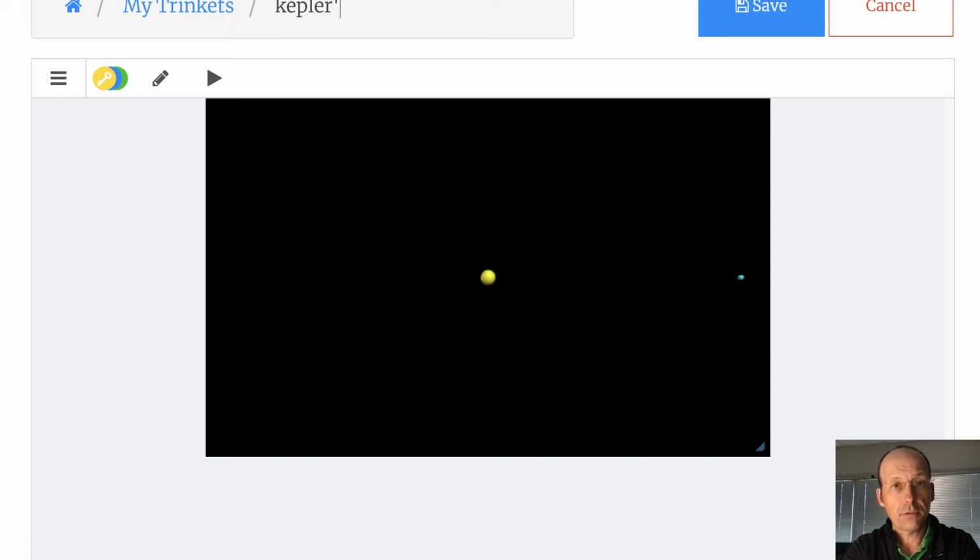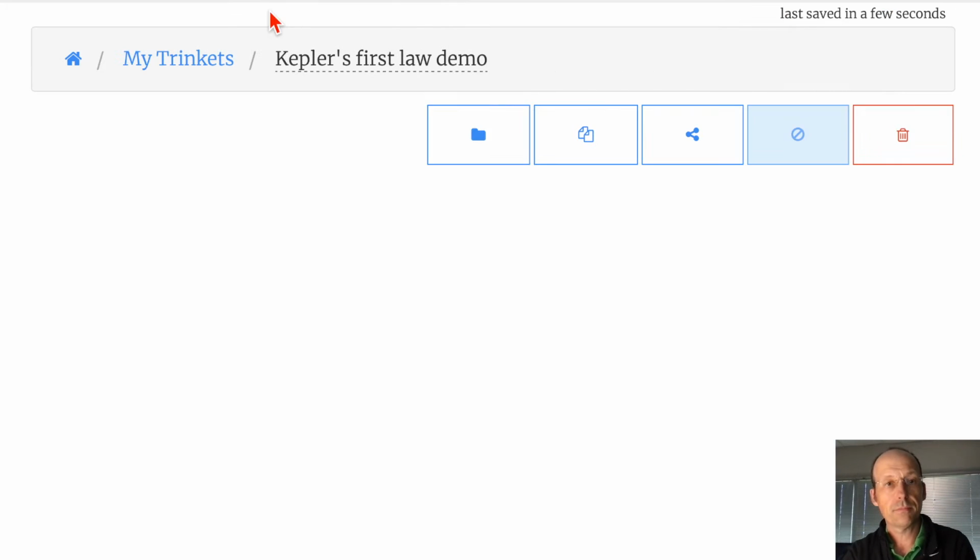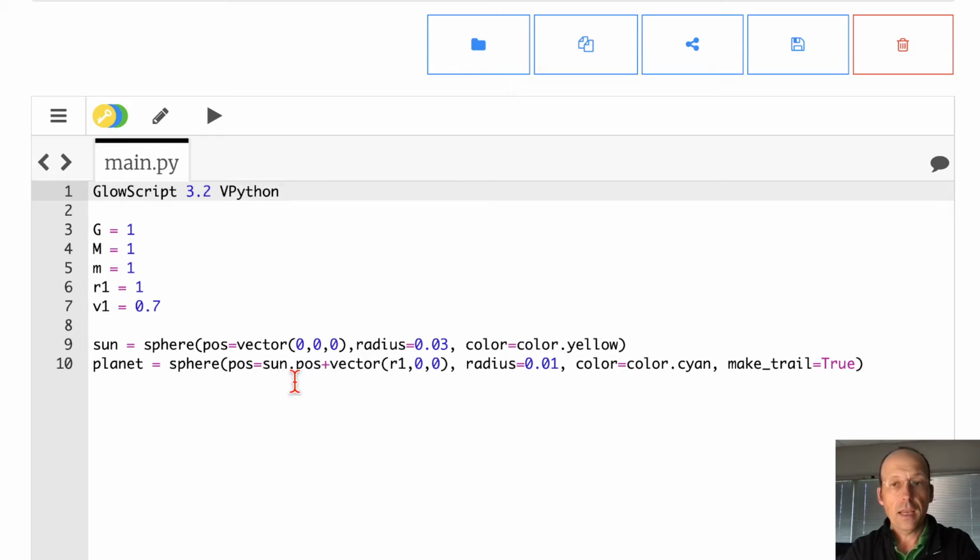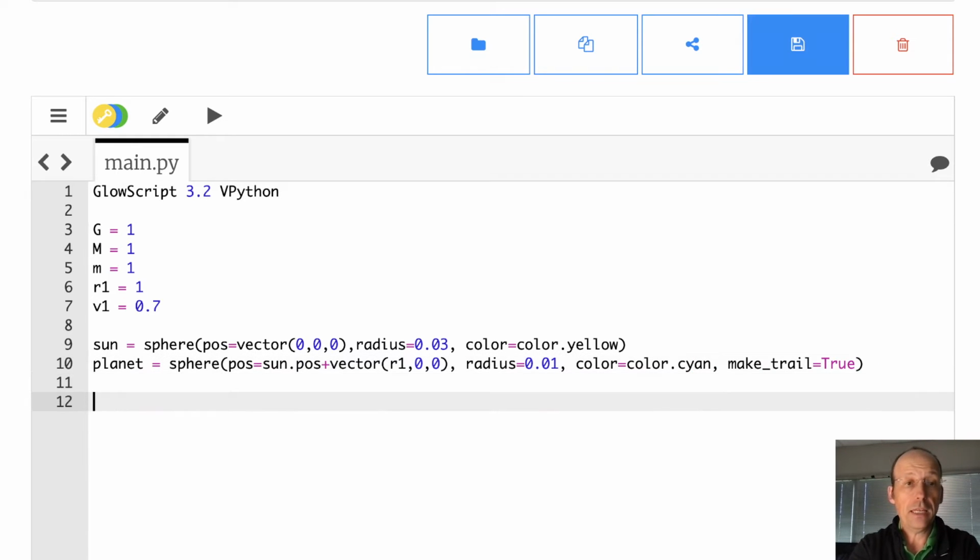Okay, I guess we should save this. Kepler's first law demo. I'm not proving it. I'm just showing that it's true. Okay, now I need to give the planet an initial momentum. Planet.p is going to be equal to m, its mass, times the vector 0, v1, 0, right? Because I want to have an upward velocity in the positive y direction of v1.